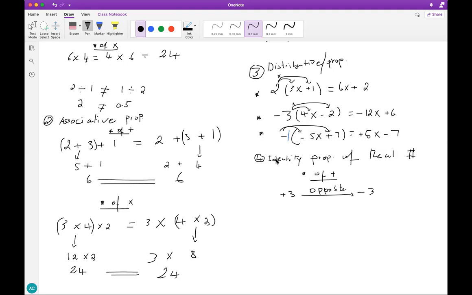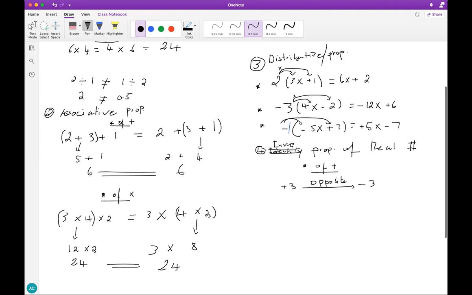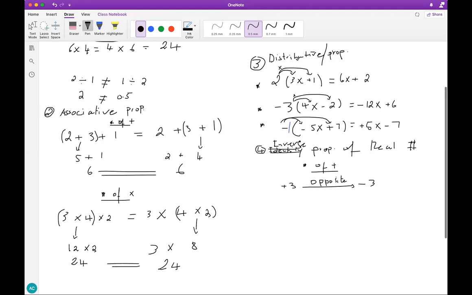So the identity property, actually, this is not the identity property, this is the inverse. So the inverse property of real numbers. Inverse, not the identity. We'll do the identity after this. So it's simple. We have one of addition. Basically, you take a number and its opposite.